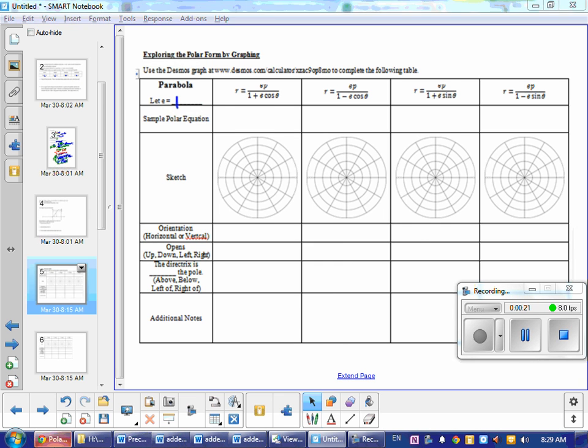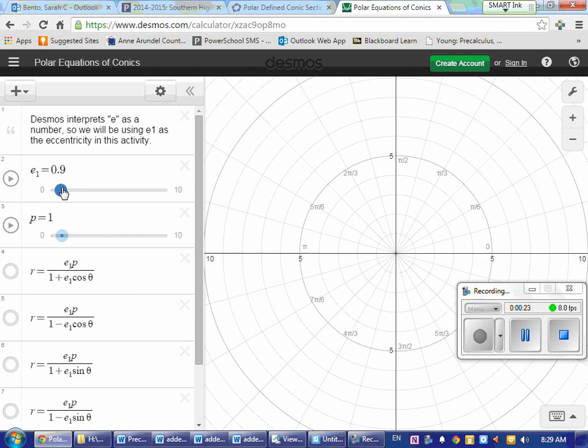So if we go over to our Desmos, we're going to set e equal to 1, and we're going to turn on the first equation. So here is a parabola, and you see the equation is r equals ep divided by 1 plus e cosine theta. So let's fill out the questions in our graphic organizer.